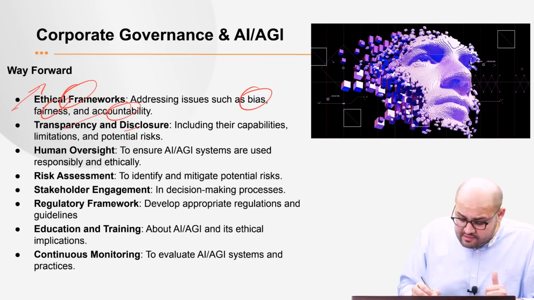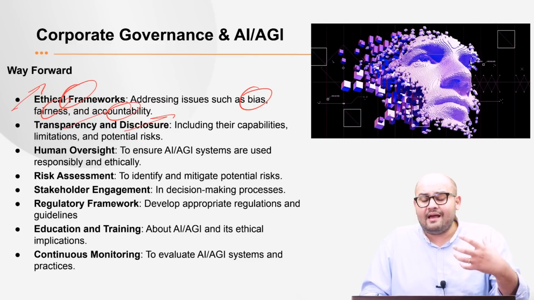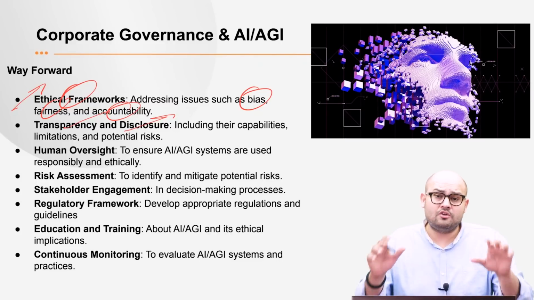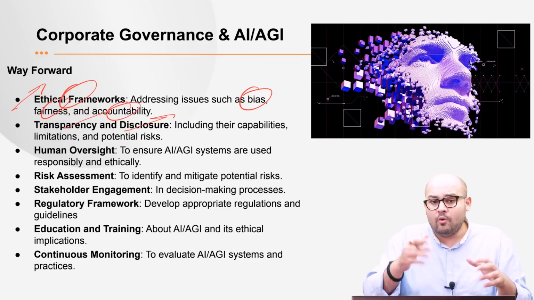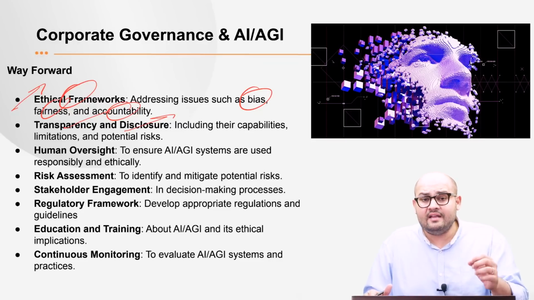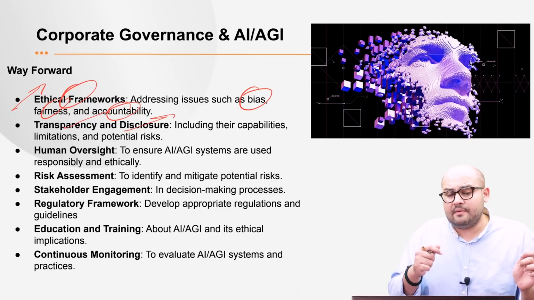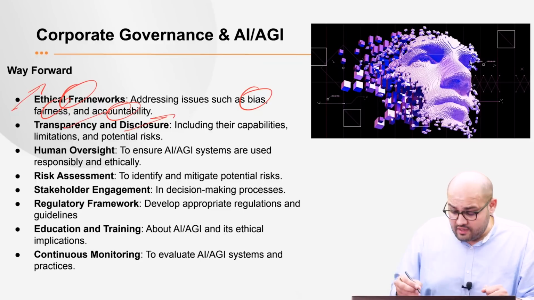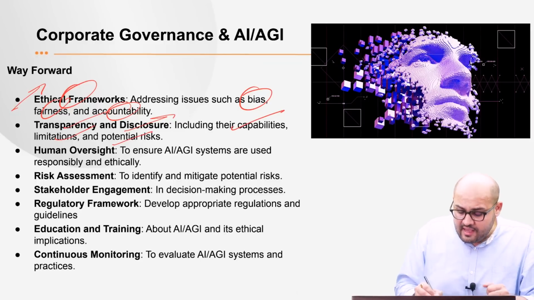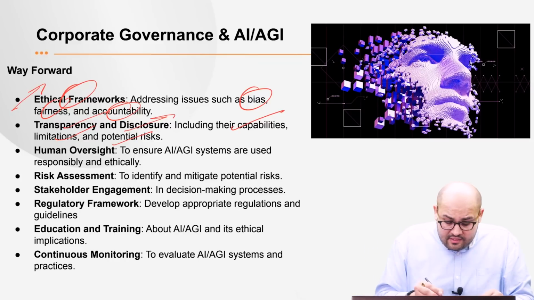Next is transparency and disclosure. What we need to keep in mind is that there has to be a full-fledged disclosure norm. That is, companies that are using these AI and AGI platforms need to be in a position to provide transparent and relevant information, right? We also need to keep in mind that there has to be transparency with respect to the capabilities, the limitations, and the potential risks involved with AI and AGI. Next is human oversight.